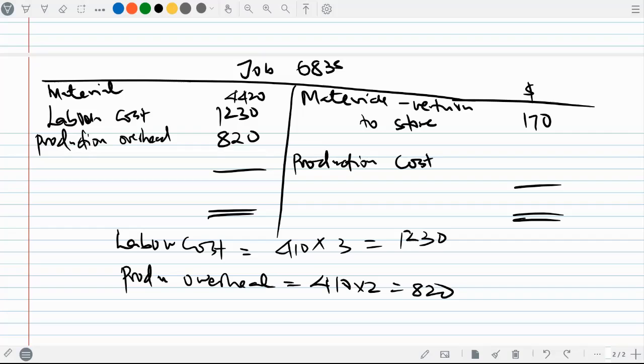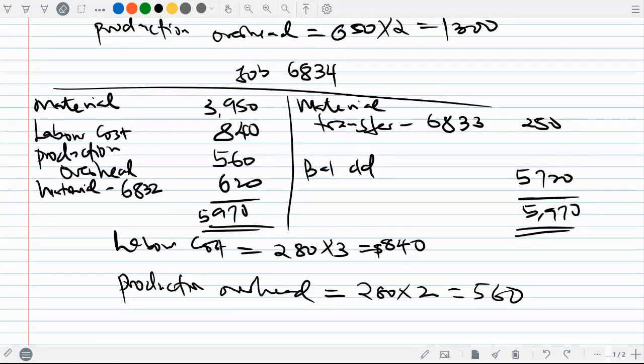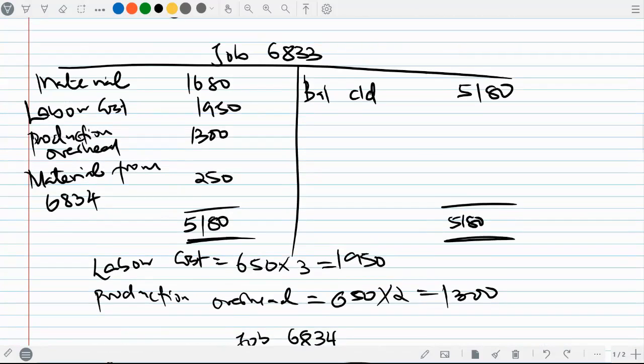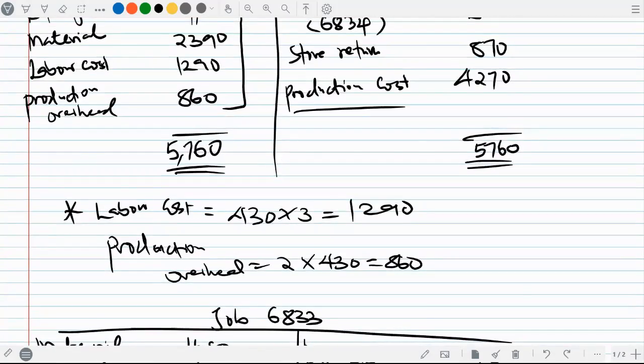The same applies for job 68.4. This is not balance carried down, but the total production cost for the period. The term balance carried down means that this job is continuing, which is not the case. For job 68.3, this is a continuation, so you can leave it that way. 68.2 is complete.